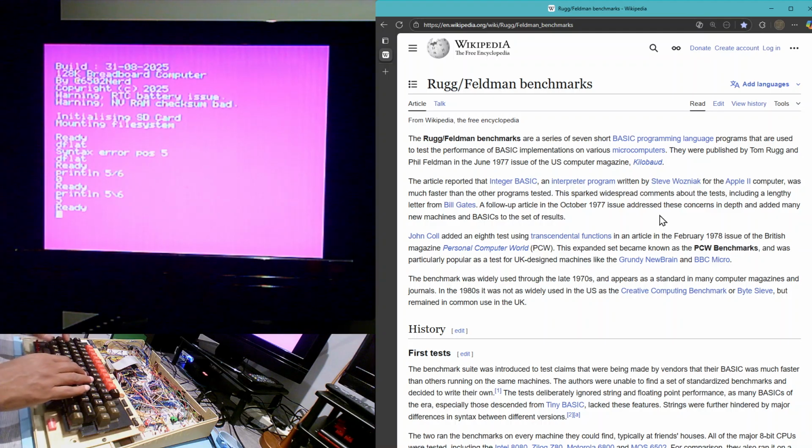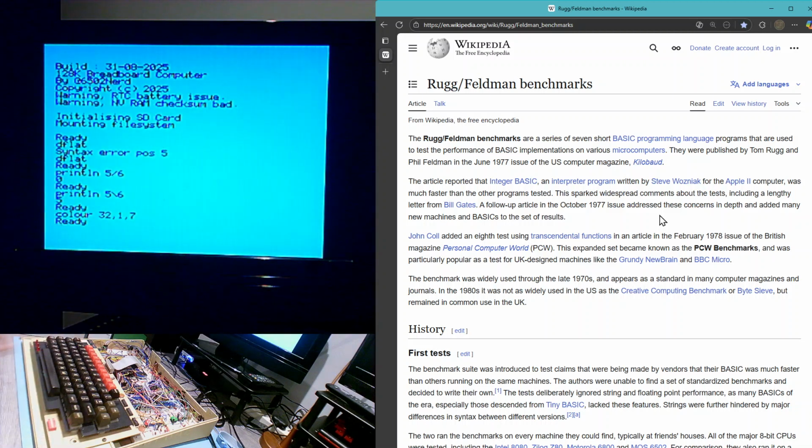So before I continue, I think I need to change the color of this to make it a little bit more readable. I wonder if that's a little bit easier to read. Anyway, I hope it is.